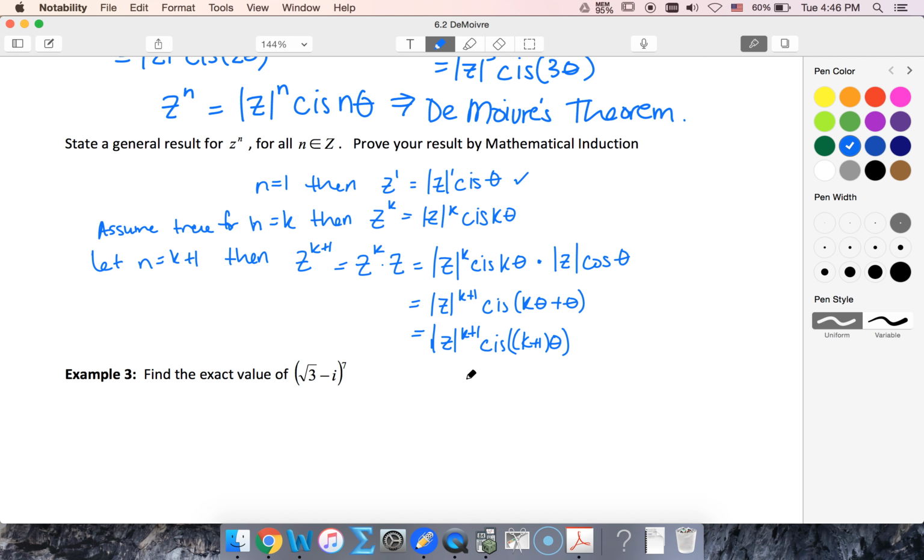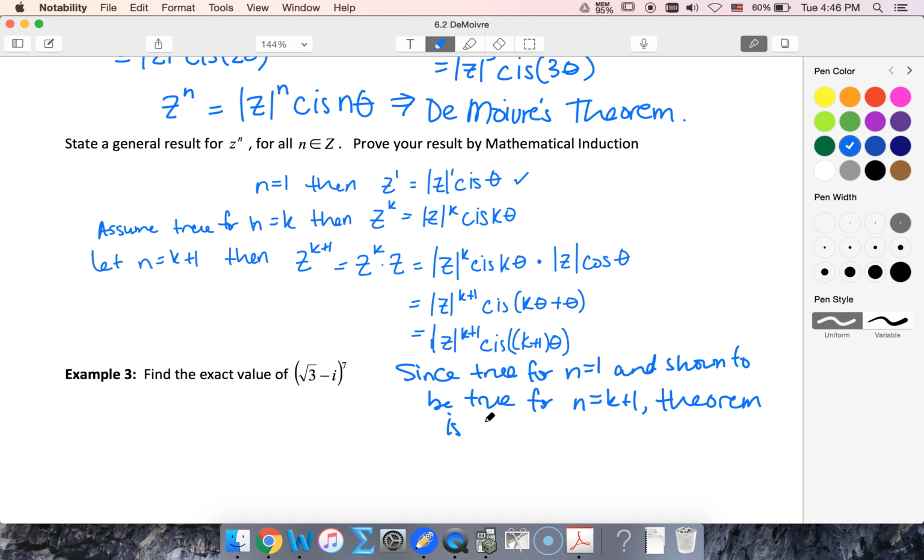So since true for n equals 1 and shown to be true for n equals k plus 1, our theorem is true for all n element of integers by mathematical induction.